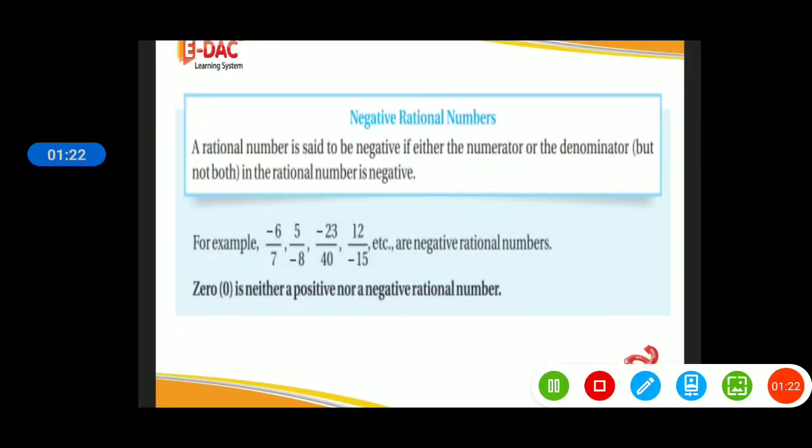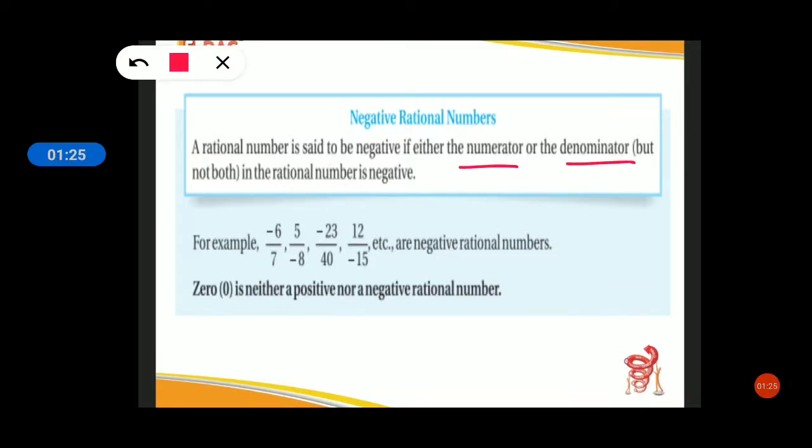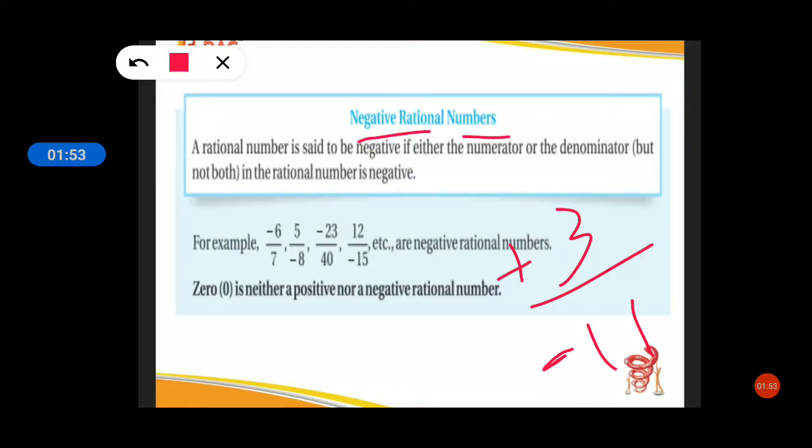A negative rational number is one where either the numerator or denominator, but not both, is negative. That is, if we have 3 by 11, here for both numerator and denominator we have the same positive sign. Therefore, it is a positive rational number. If we have this 3 by 11, and here we have minus 11 and the other is positive, if any one number, either numerator or denominator, has a different sign, then it is nothing but a negative rational number. If either numerator or denominator has a different sign, then it is a negative rational number. Understood, students? This is all about negative and positive rational numbers.